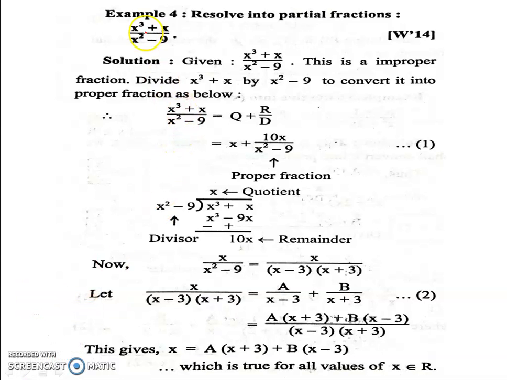So for resolving the partial fraction we have to take x cube plus x upon x square minus 9. It is the given part. So x cube plus x upon x square minus 9, this is an improper fraction. Divide x cube plus x by x square minus 9 to convert it into a proper fraction. So the degree of the numerator x term is greater than the degree of the denominator x term, that is 3 is greater than 2. That's why we have to use the q plus r upon d method. So we have to find the q. Obviously we have to find that.